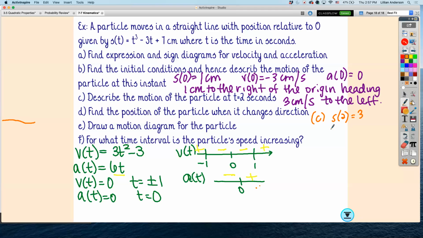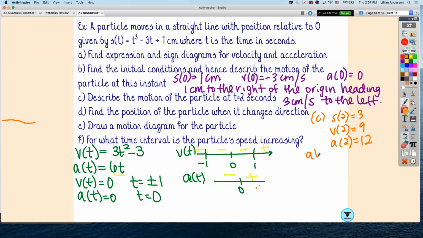3. What's V of 2? Oh, wait, no, not 9. It's 9. And then what's A of 2? 12. So we found all those. Let's describe the motion.